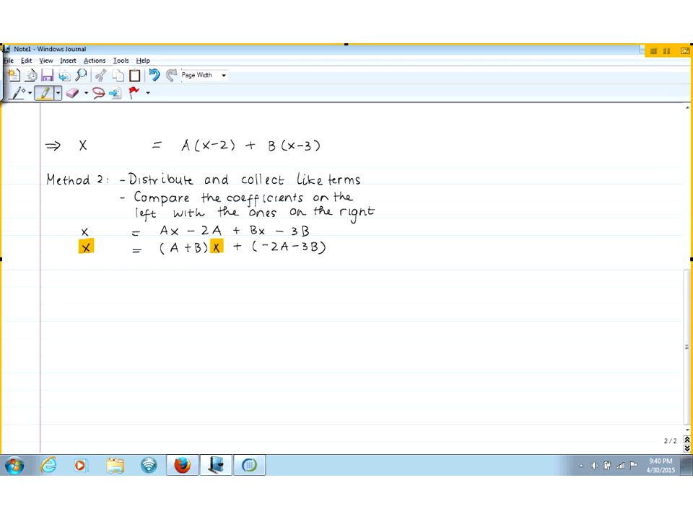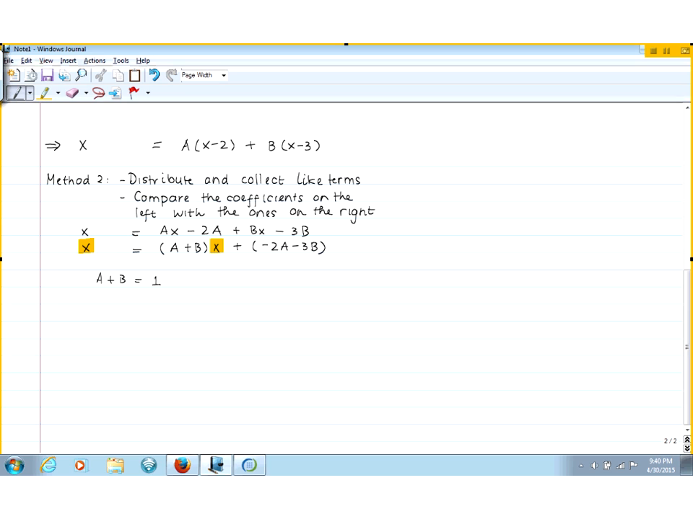Now look at this. This is x, and this is x. Since left and right sides are equal, the coefficient of x on the right should be equal to the coefficient of x on the left. So what is the coefficient of x on the left? 1, yes. What is the coefficient of x on the right? a plus b. So my first equation is a plus b is equal to 1. So this is an invisible 1 here.